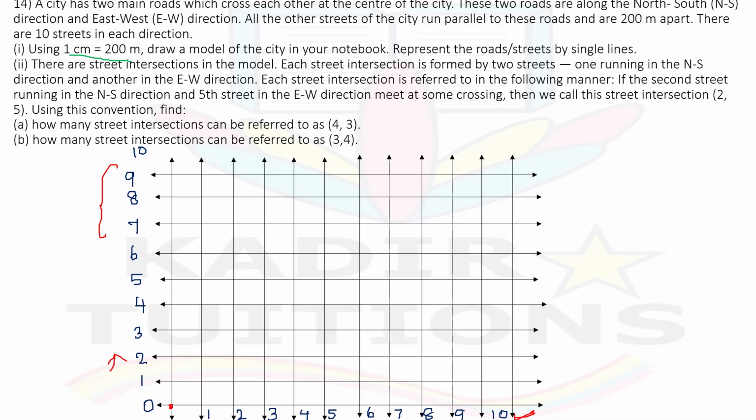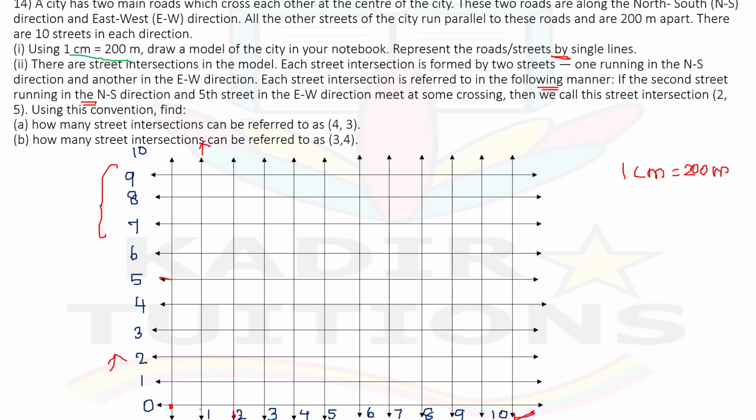This is what they are asking us to do: represent the roads and streets by a single line. We did that. Over here the scale is 1 centimeter equal to 200 meters. That is so important. So this is 100 meters, this is 200 meters, like that we need to calculate. And our second subdivision is that there are street intersections in the model. Each street intersection is formed by two streets. One is running vertical, which is north-south, and another one is horizontal, east-west direction. Each street intersection is referred to in the following manner. We'll take the second street in the north-south direction, which is this, and the fifth street in the east-west direction.